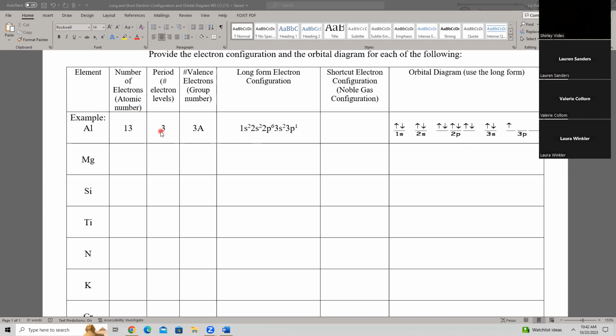Now, the period that aluminum is found on tells us how many electron levels there are. You notice that we got the 1s, the 2s, and the 3s. One of the things that people don't want to remember is that 3 means 3. So when we say level 3, we're talking about all of those, okay? So you notice electron levels is period 3, right? Because this number right here is 3. And so is this one. So that's the last of it.